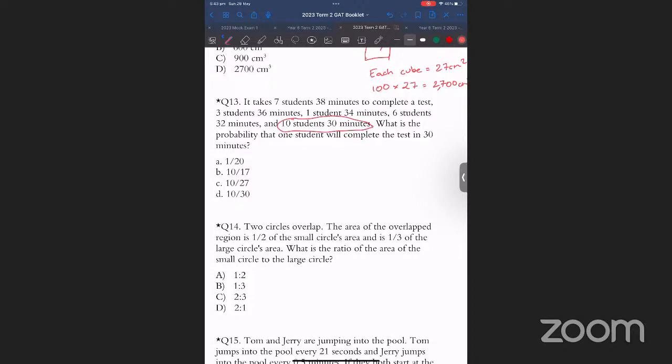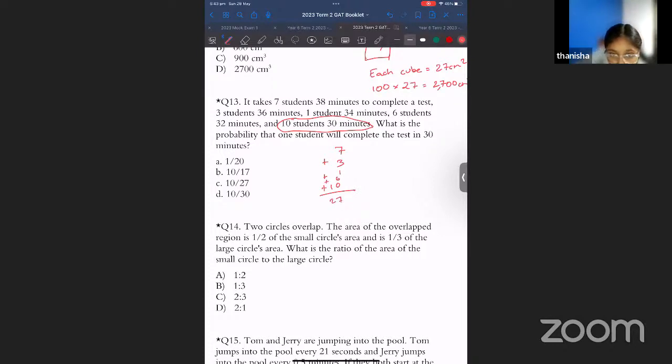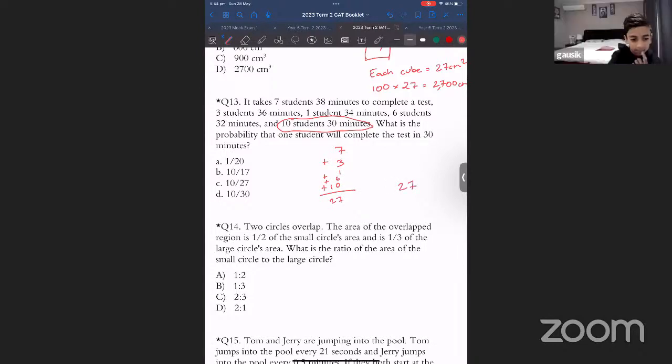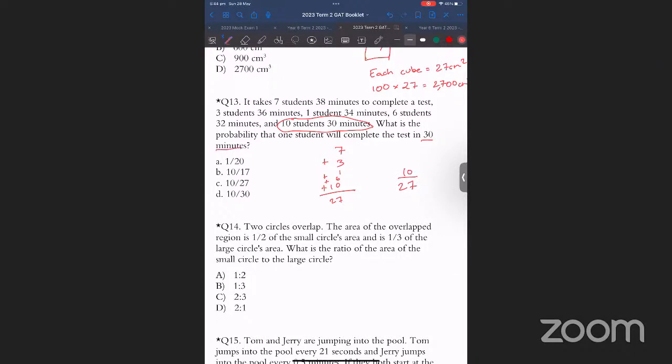So let's see how many kids there are in total. 7 plus 3 plus 1, plus 6 plus 10. And what's that equal to? 27. So there's 27 students. And out of the 27 students, 10 students finish it in 30 minutes. So the probability is 10 out of 27.